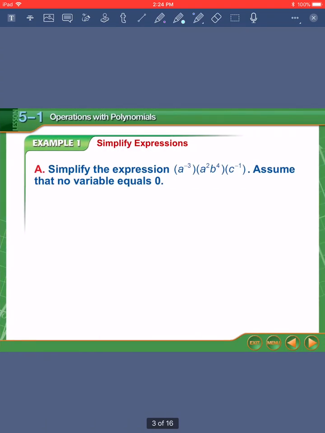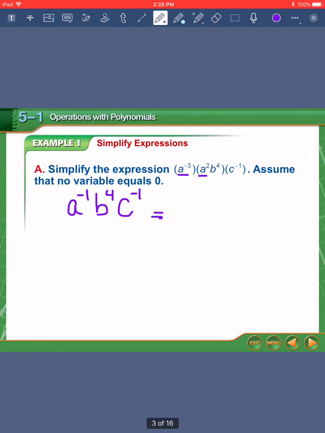Okay, we're going to simplify the expression a to the negative third times a squared b to the fourth times c to the negative first. And we are not going to have any negative exponents when we finish this. So what we can do is, when you multiply exponents, you're really adding them. So the a's I can go ahead and combine together and make that a to the negative first. I don't have any b's to combine, so b to the fourth and then c to the negative first. And then we cannot leave negative exponents.